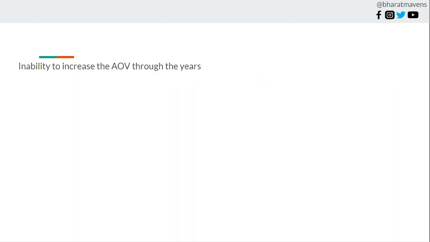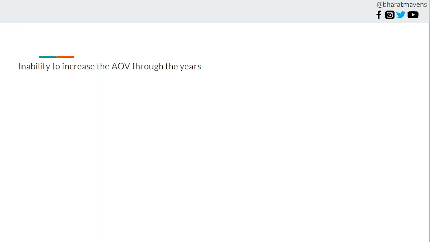Next, inability to increase the AOV is a critical aspect which needs to be countered. For example, everyone says CPMs are rising, CACs are rising year on year, but what do you do about it? You try to increase the AOV. That is when you will be succeeding.